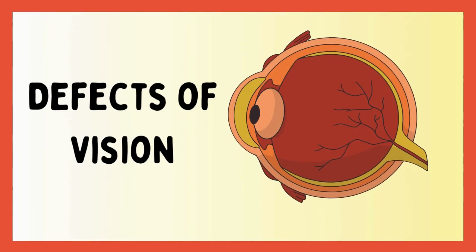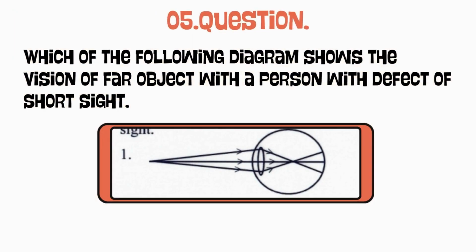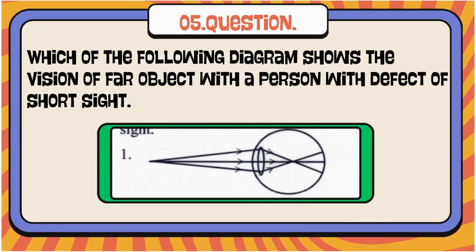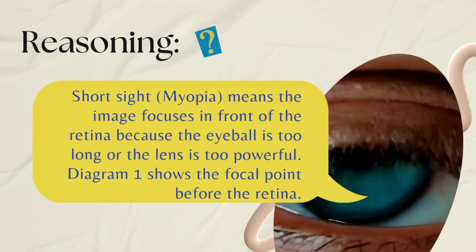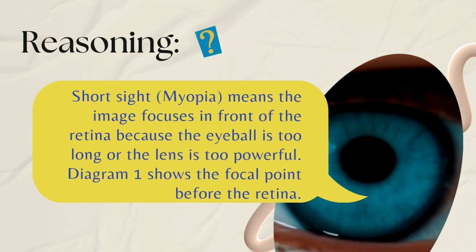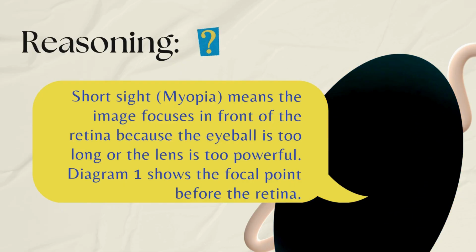Defects of vision. Question: which of the following diagrams shows the vision of a far object for a person with the defect of short sight? Answer: 1. Reasoning: short sight, myopia, means the image focuses in front of the retina because the eyeball is too long or the lens is too powerful. Diagram 1 shows the focal point before the retina.